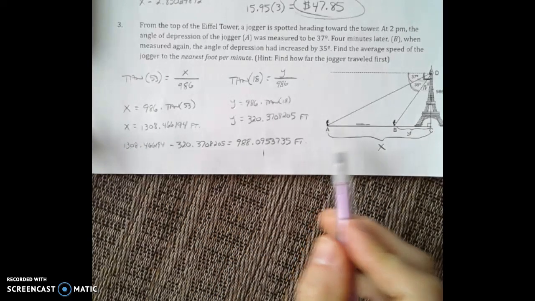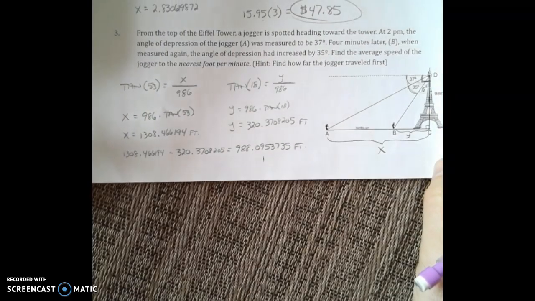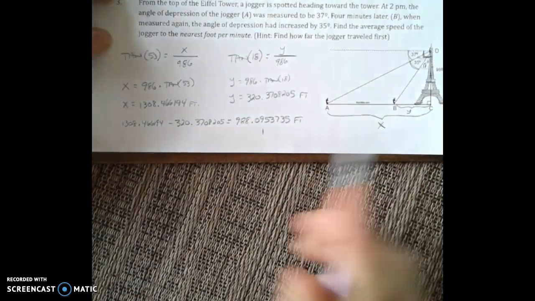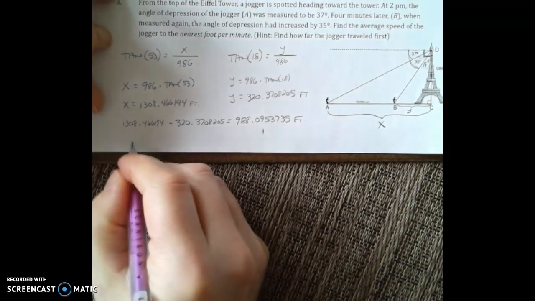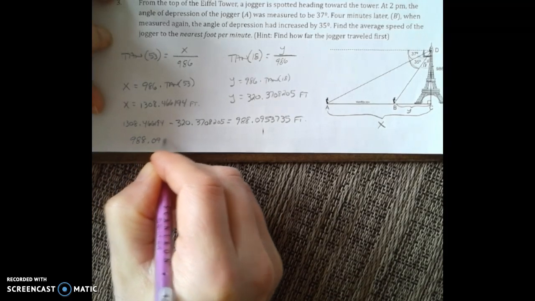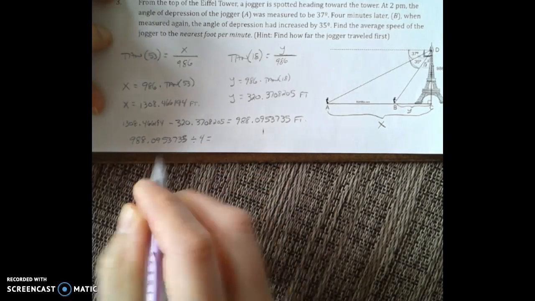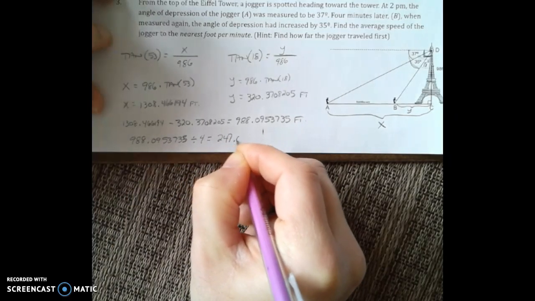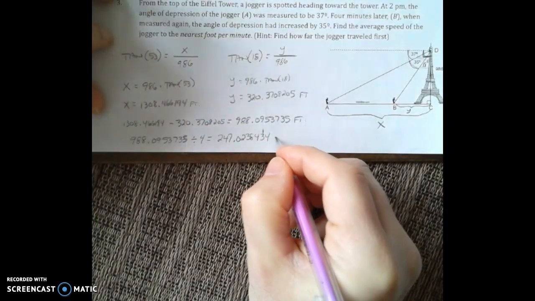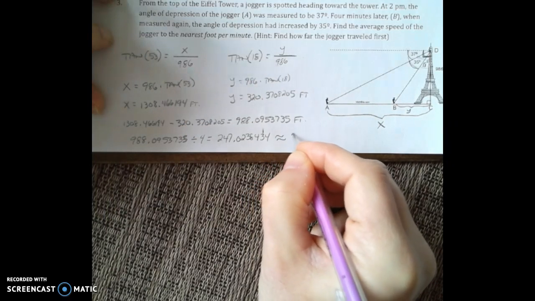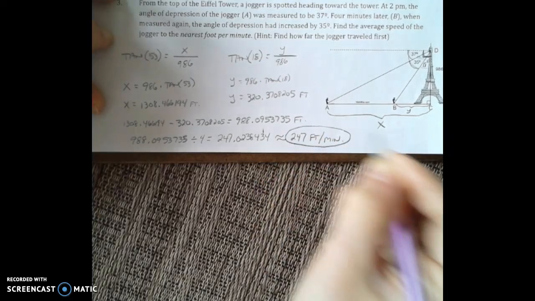Okay, they started here at A, 4 minutes later they were at point B. They want to know the speed of the jogger in feet per minute. So I'm going to take my distance that I've traveled, and I'm going to divide it by 4 because that's how many feet they traveled in 4 minutes. So if we do 988.0953735 and divide it by 4, that's going to give me 247.0238434. And to the nearest foot per minute, this is going to be approximately 247 feet per minute that the jogger is traveling.